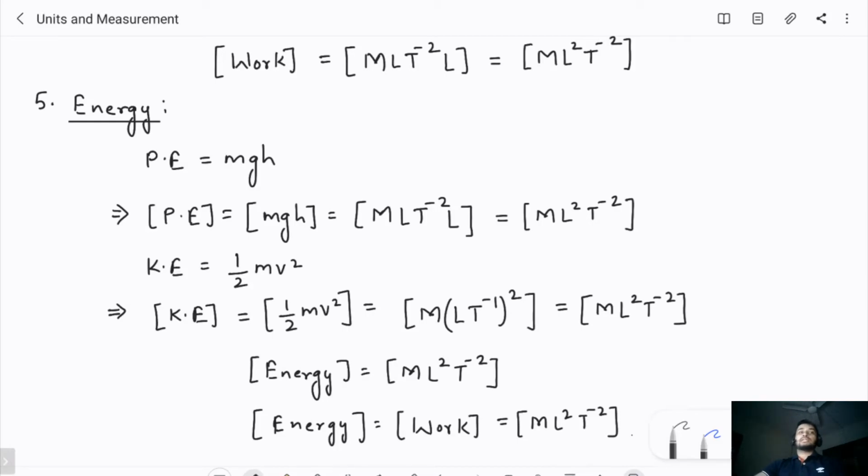Okay students, so there are a lot of things to be covered here. There are many physical quantities whose dimensional formula we should know. So I will be discussing those physical quantities later in this chapter. So probably in the next video. So stay tuned for that.